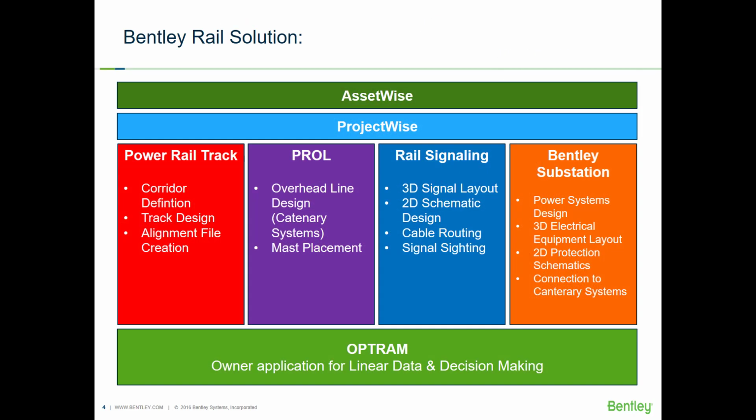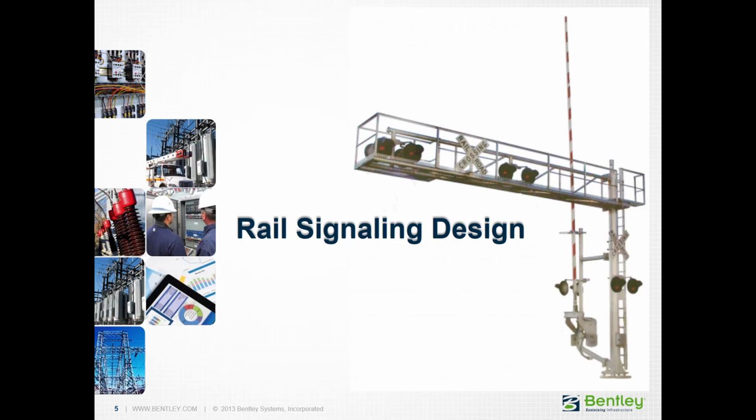Bentley's rail solutions, where rail signaling is a part of that, but we also have Power Rail Track, which is the solution for track design. We have PROL, or the Power Rail Overhead Line, which is used for the catenary design. And then we have Bentley Substation, as we just mentioned. And of course we have the product-wise and asset-wise solutions, and we also have OpTram. Rail signaling design.